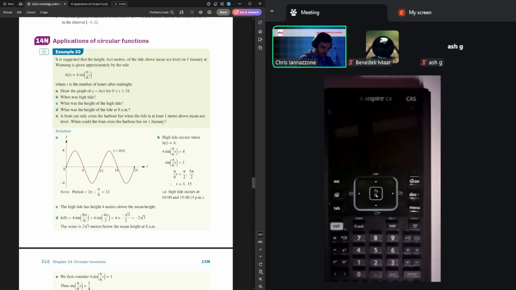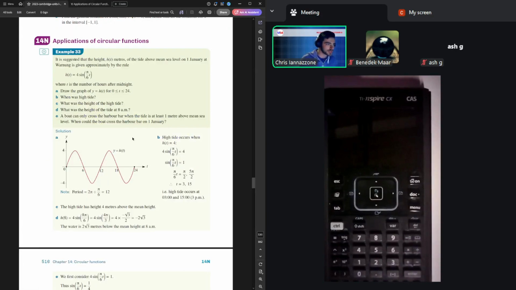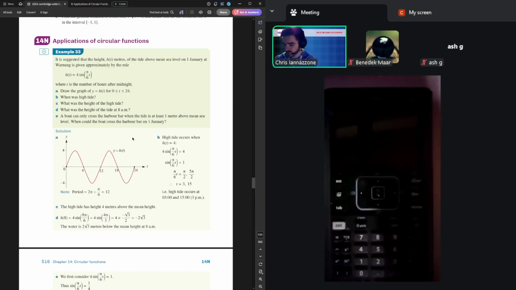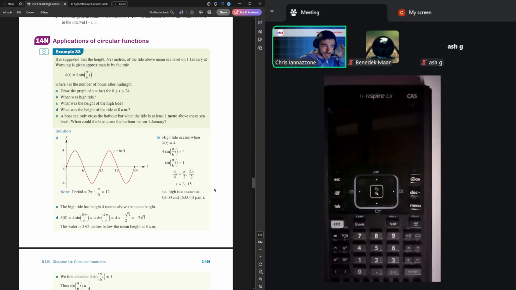Okay, so this class we're going to be wrapping up the remaining little bits of circular functions, finishing up with applications of circular functions. So in the context of Unit 1 and 2, you're pretty much going to be given two different kinds of questions where they're more or less just subsets of each other.